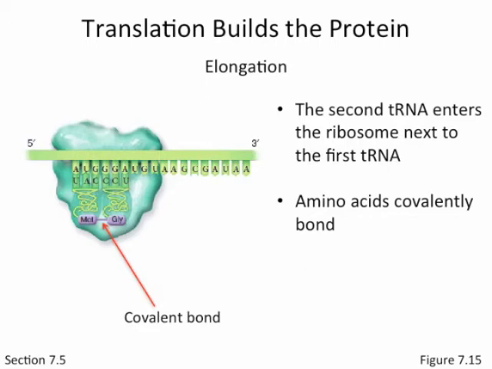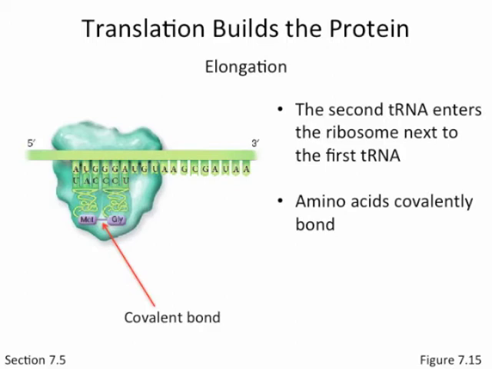So now that these two are bound to the mRNA, a reaction is going to occur that forms a covalent bond or a peptide bond between these two neighboring amino acids. And we're getting the start of elongation, which is making our protein. So what do you think is going to happen after this?